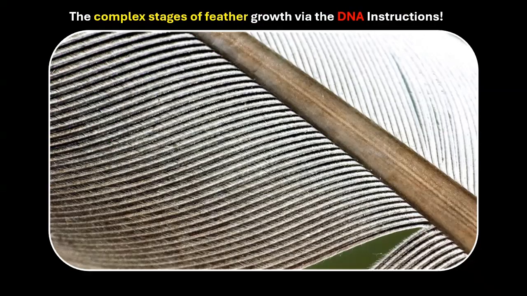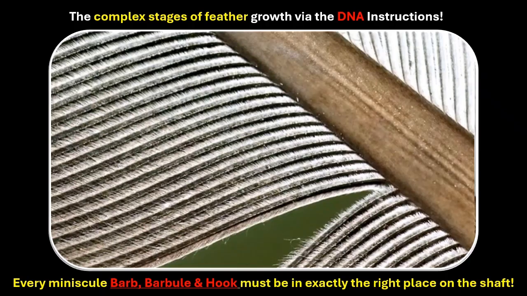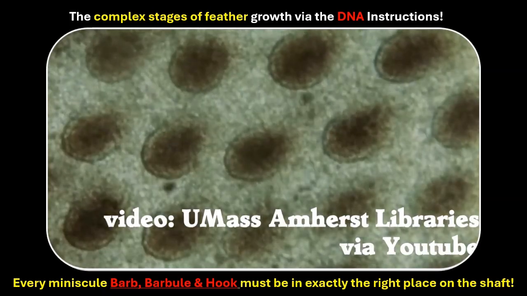So there we have it, a close up of the little tiny barbs, barbules and hooks. And every minuscule barb, barbule and hook must be in exactly the right place on the shaft. So there's a closer picture, and if you look at those little tiny barbules and hooks, it's just incredible. There's no way evolution could do this. Even if it had 400 billion years, it couldn't do it. It has to be designed and planned with forethought.